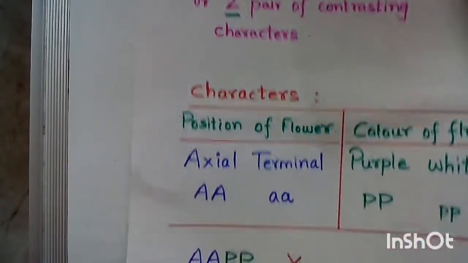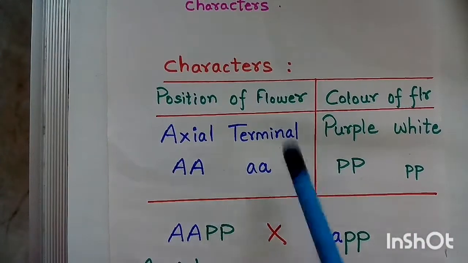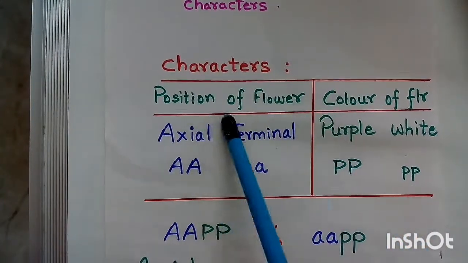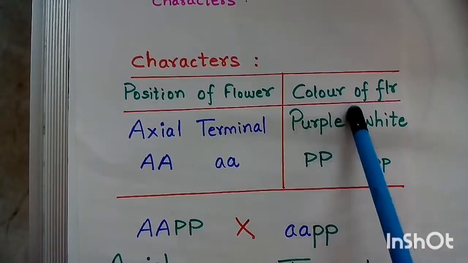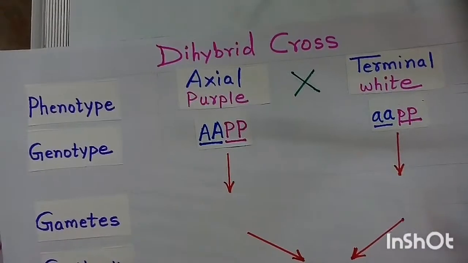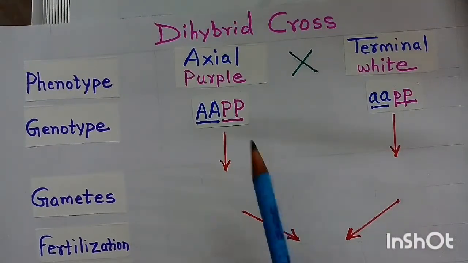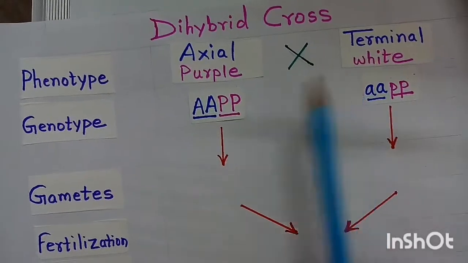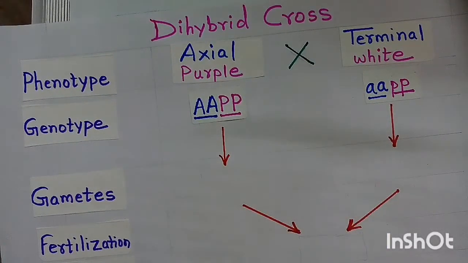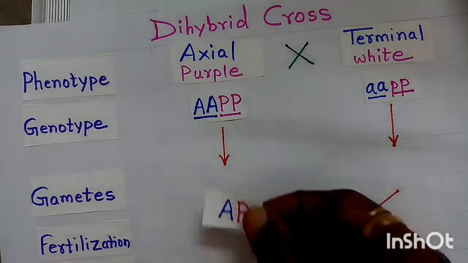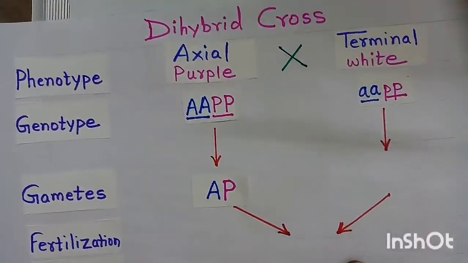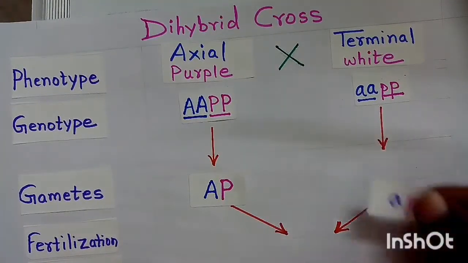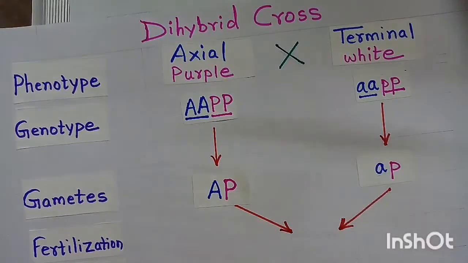Let's take a short review. For dihybrid cross, we have taken these characters. One is position of flower and the other one is color of flower. So that is the parents for the first generation. So the phenotype for the first parental generation is axial purple crossed with terminal white. These are the genotypes, and their gametes will be, the male gamete will be this, and similarly, this will be female gamete.